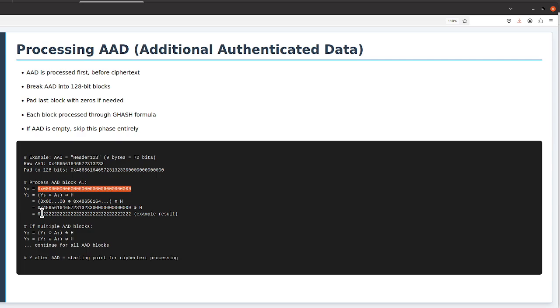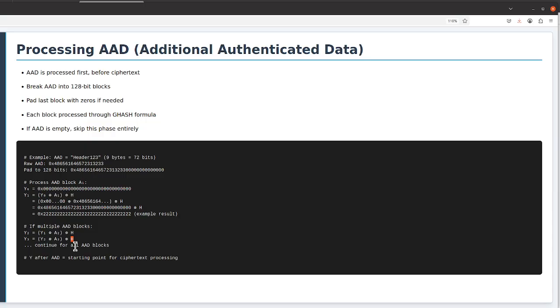Next, Y2 is calculated as Y1 XOR A2, then multiplied by H. Continue this process until YA is the result of YA minus 1 XOR AA, then multiplied by H after processing all AAD blocks. YA is your intermediate accumulator value.